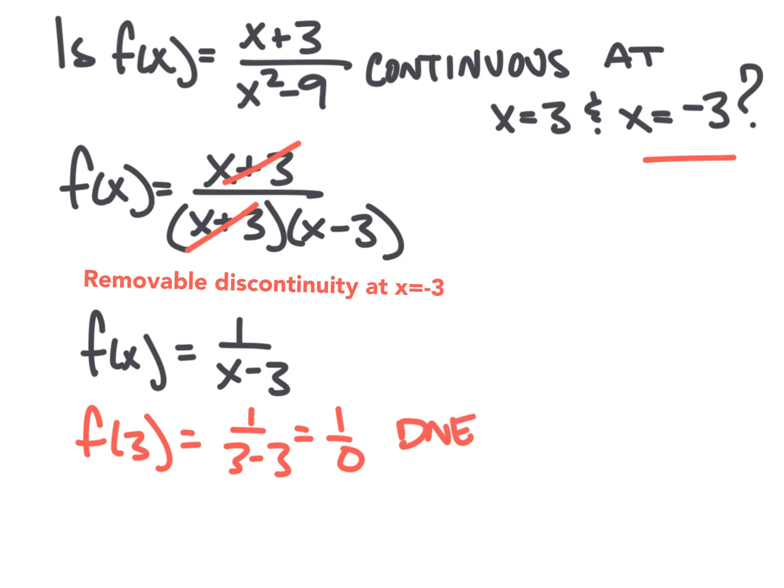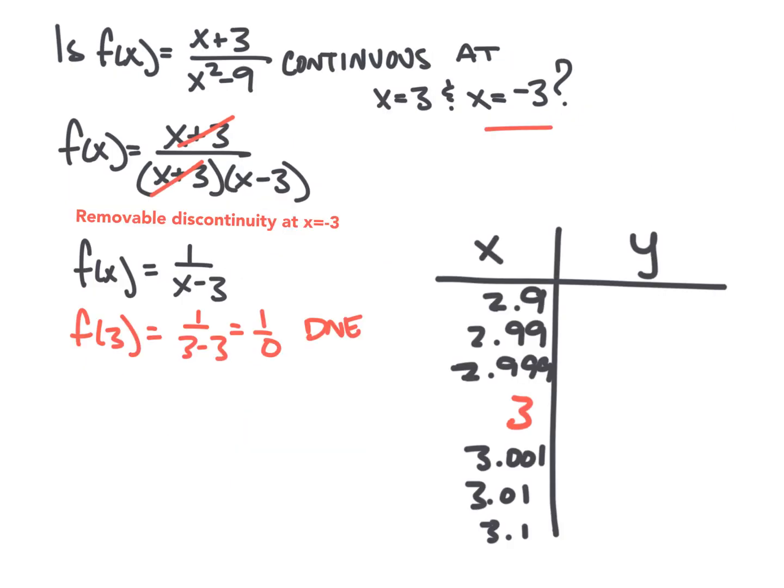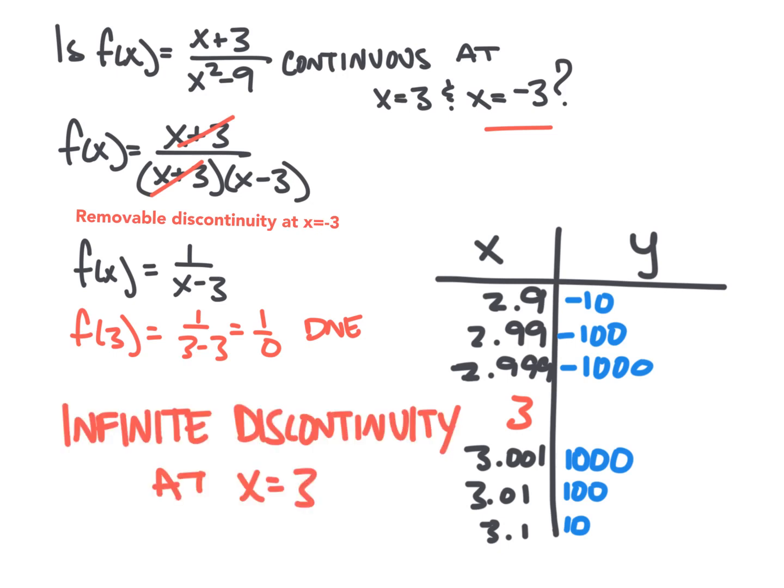It's not removable because we already found all the removable. To do this, use your calculator to build a table where you get numbers that are approaching 3 from the left and from the right. Filling in this table, you can see that as it approaches 3 from the left, it gets more and more negative, so it's going off to negative infinity. Whereas it approaches 3 from the right, it's going off to positive infinity. So here we have an asymptote. So here we have infinite discontinuity at x equals 3.